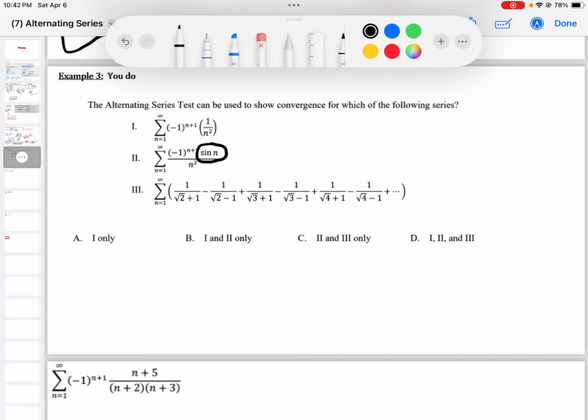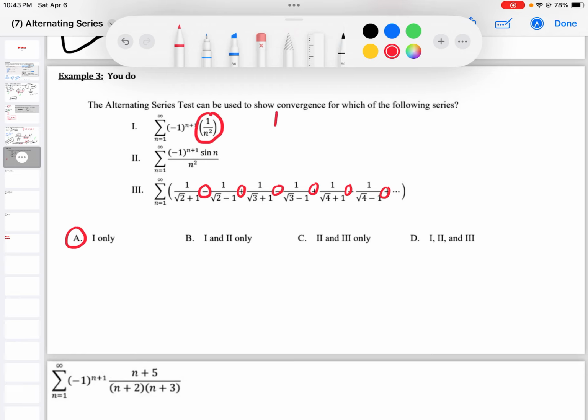So the answer for this one was A. It says the alternating series test can be used to show convergence for which of the following series? These are all alternating series because I see that positive to negative stuff going on. So which ones have limits that go to 0 of the a_n? The limit of that's 0.